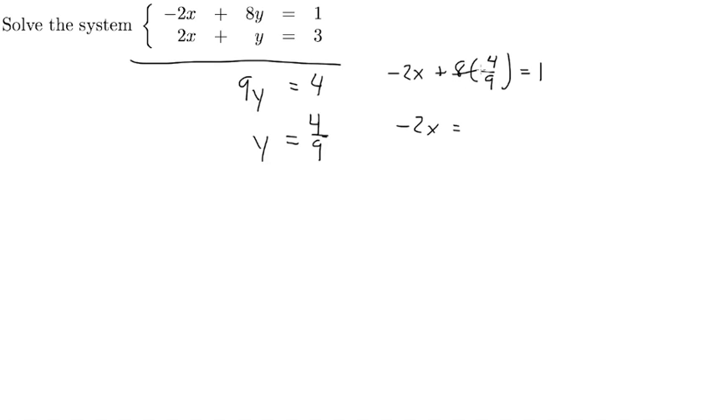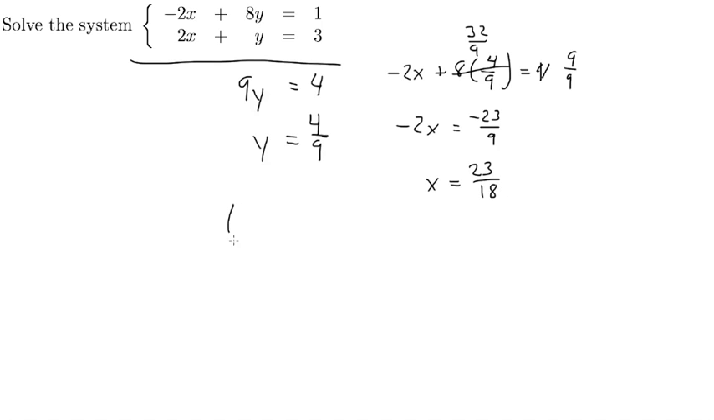Let's see here, this is going to be 32/9, and 1 I know is going to be 9/9. So 9/9 minus 32/9, I think that's going to be negative 23/9. Then I divide both sides by negative 2, so it's going to give me x equals 23/18. The negatives cancel out, making this positive.